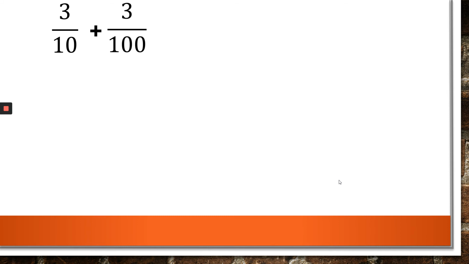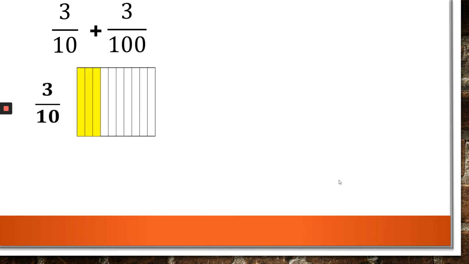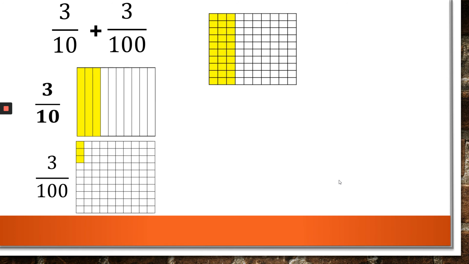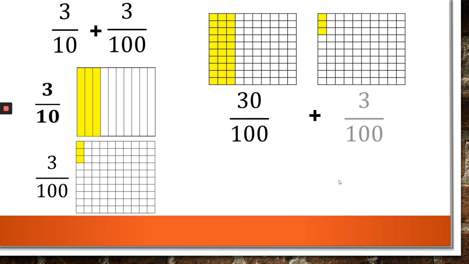So now let's use that in adding 2 of these tenths and hundredths fractions. 3/10 plus 3/100. Let's look at the picture. 3/10 and there's 3/100. So I'm going to write 3/10 again, but this time I'm breaking that box into 100 pieces. So then what would that be? What would 3/10 be? Yes, 30/100. So that is the equivalent to 3/10. And we're going to add to that 3/100.